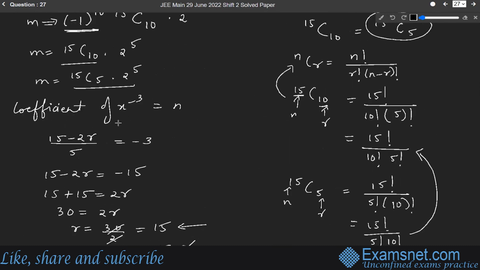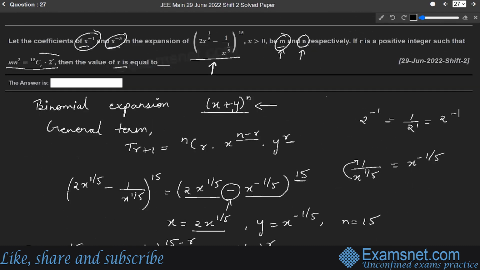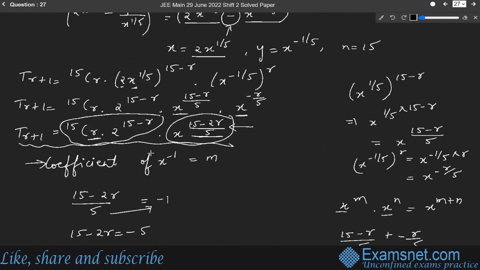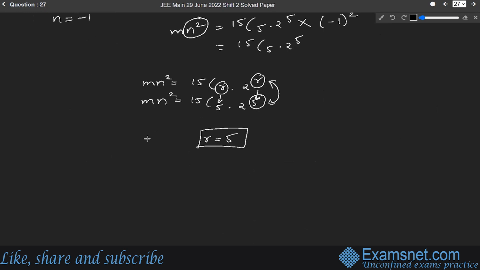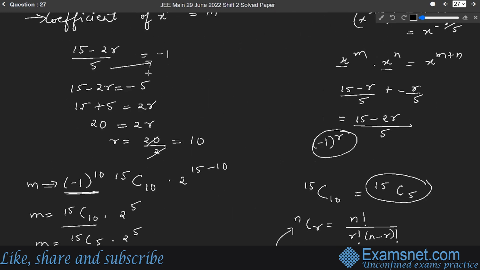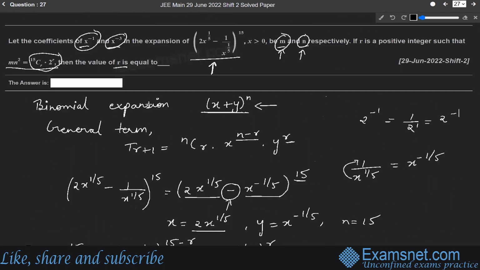Now in the question, the expression is 15cr into 2 power r. In the question, it is given that m into n square is equal to 15cr into 2 power r. And the value which we have found is m into n square is equal to 15c5 into 2 power 5. When we compare both these terms, you can see that the value of r here is 5 and again the value of r is 5. So on comparing both these terms, we can say that r is equal to 5, and this is the value that we have to calculate. So for this question, the value of r is equal to 5.